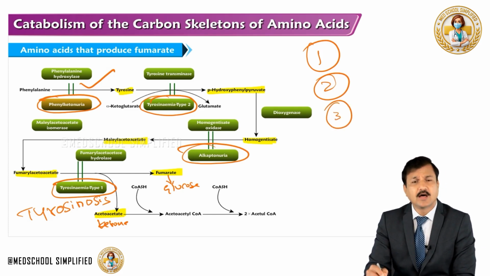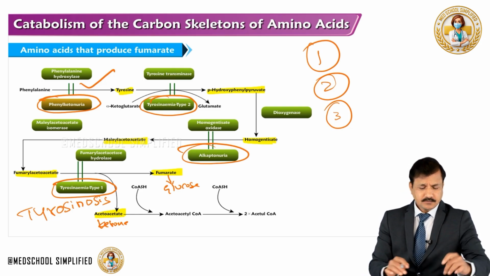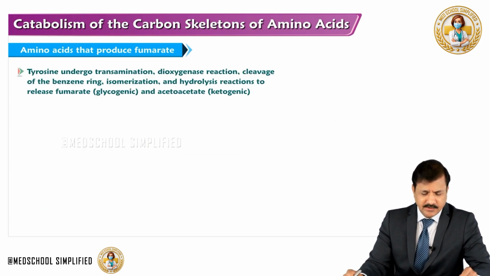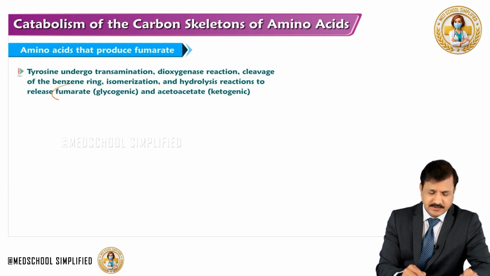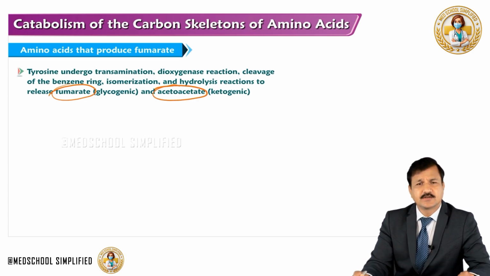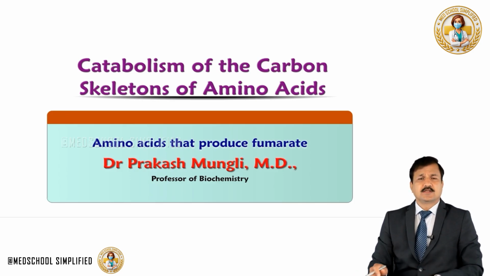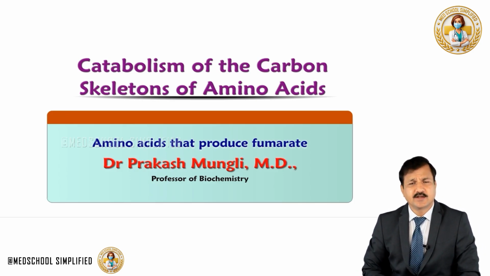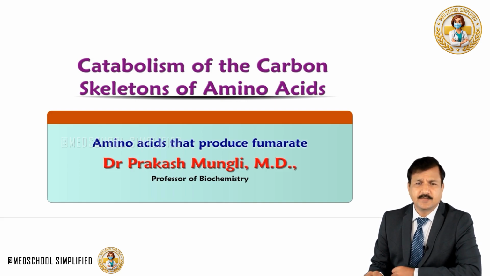Number 3, alkaptonuria. Okay, so this is how tyrosine is converted into fumarate, which is glucogenic, and acetoacetate, which is ketogenic. So that's how the amino acids phenylalanine and tyrosine make fumarate as the TCA cycle intermediate. That's about it. Thank you.